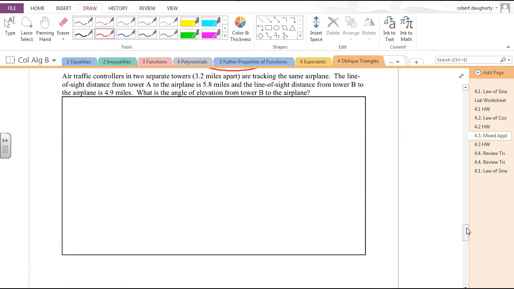Okay. Air traffic controllers are in two separate towers that are 3.2 miles apart, and they're tracking the same airplane. Okay, so you have a control tower over here, and then you have another control tower over here. They're tracking the same airplane. The airplane, you think, is going to be higher than the tower, lower than the tower? What do you think? It should be higher. So you've got an airplane that is somewhere up here.